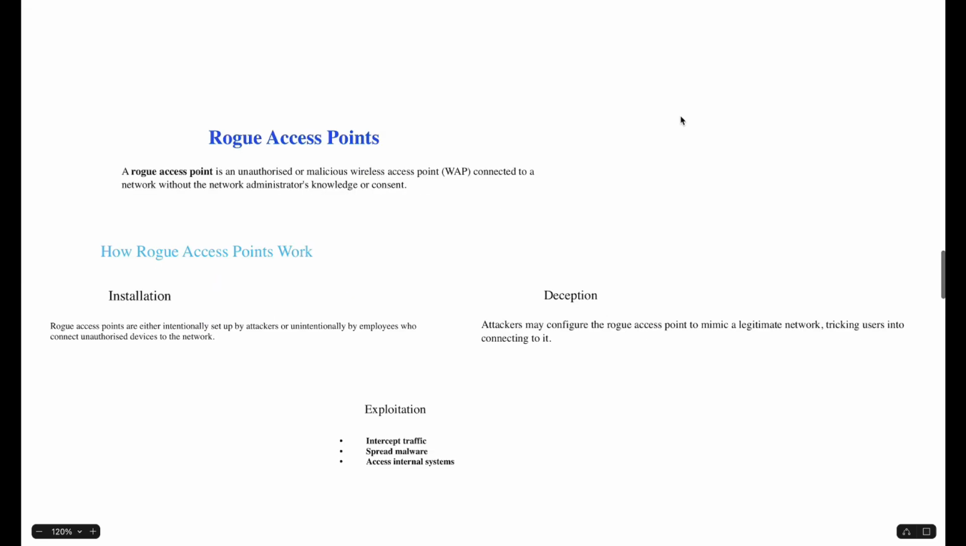The process of rogue access points, basically, we can split into three parts. First is installation. This is when rogue access points are either intentionally set up by attackers or unintentionally by employees who connect unauthorized devices to the network. And then is deception. This is when attackers configure the rogue access point to mimic a legitimate network, so they trick users into connecting to it. Then this would lead to intercepting traffic, spreading malware, and accessing internal systems.